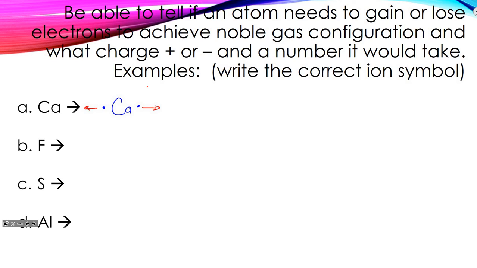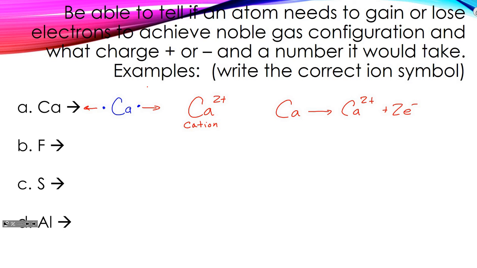So we've got to think about giving these electrons away. When I give those electrons away, that becomes a Ca2+, and it is known as a cation. I can also write that same thing as calcium will become calcium 2+ by giving away 2 electrons. Okay?